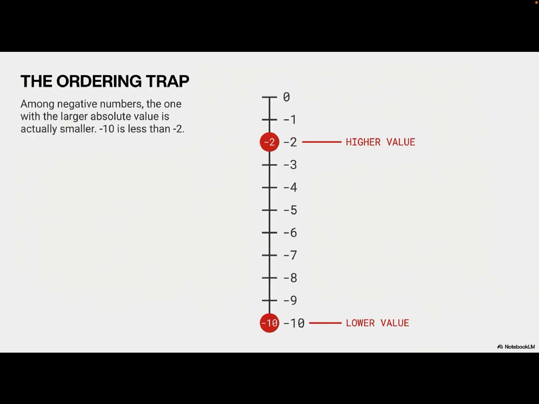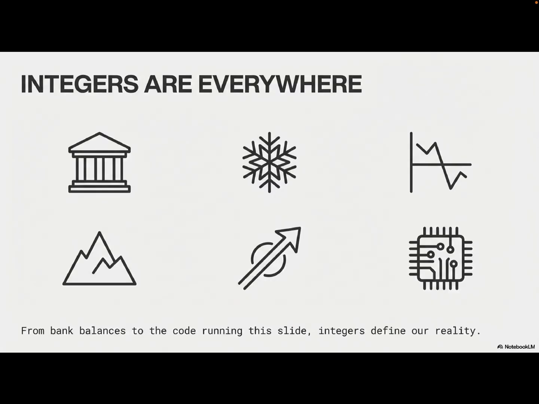Numbers increase to the right, decrease to the left. Among negatives, the one with the larger absolute value is actually smaller. -10 is less than -2. Real world applications: bank balances, temperature, elevation, profit and loss, physics, vectors, computer science indexing. Integers are everywhere.